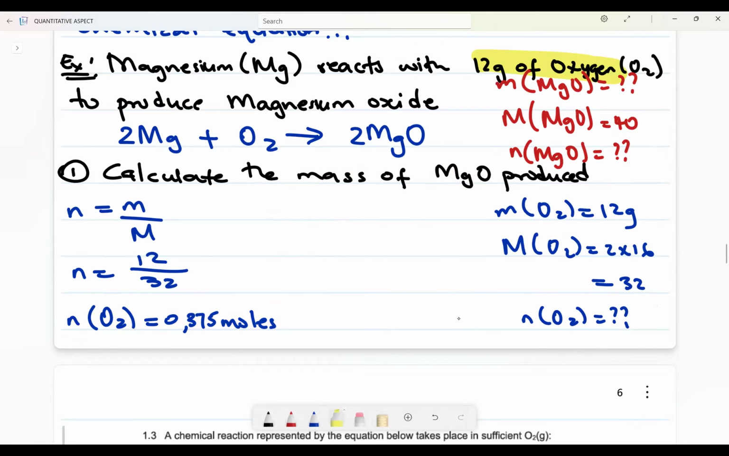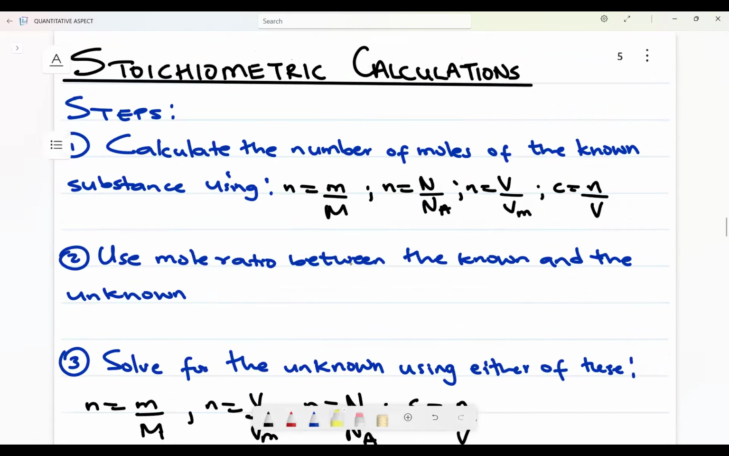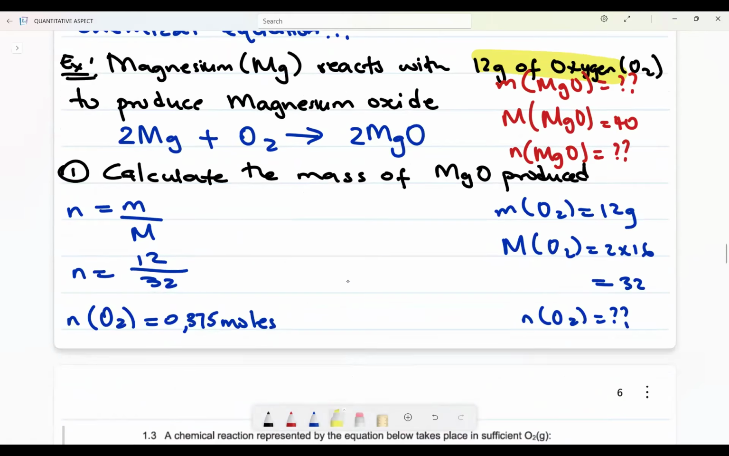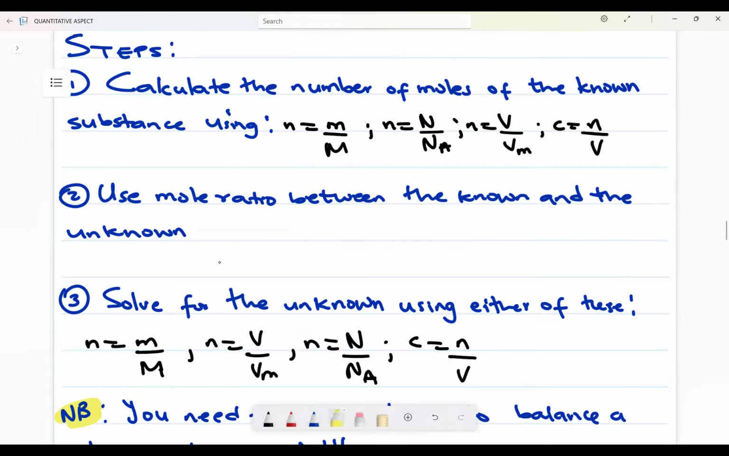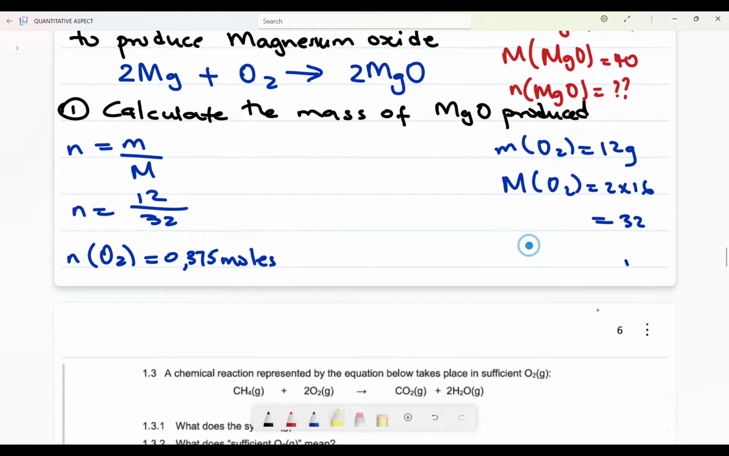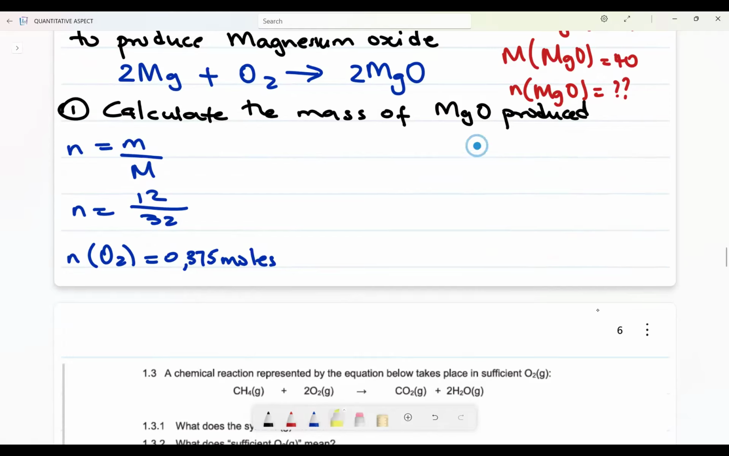This is oxygen and this is magnesium oxide. Remember, as first step, calculate the number of moles of the known substance. What is the known substance? It is oxygen. I know the information about it. And then the second step says, use the mole ratio between the known and the unknown. I'm done with the first step. I need to go to the second step, which is using what? The mole ratio between the known and the unknown.